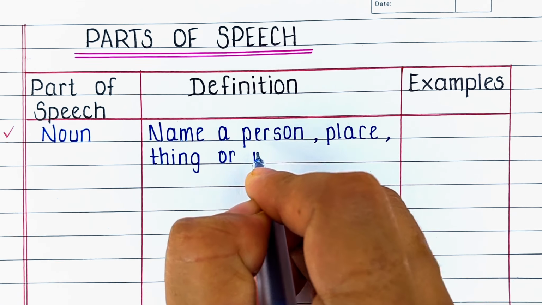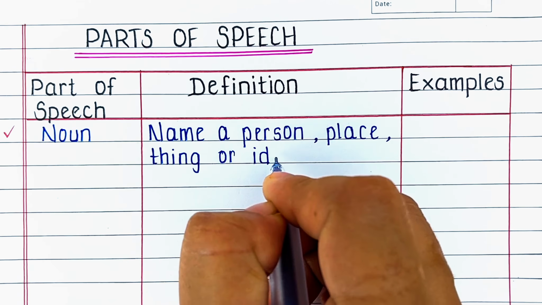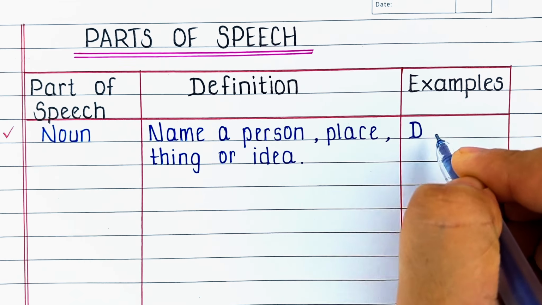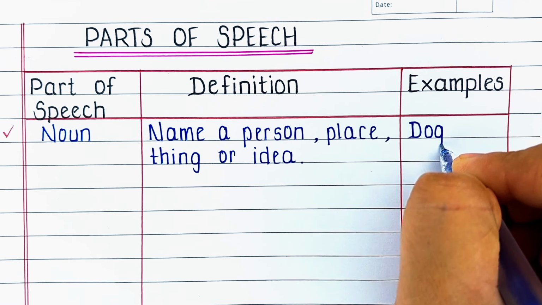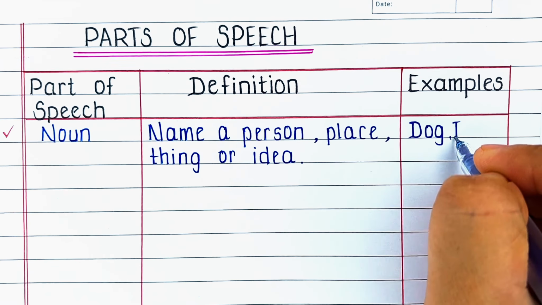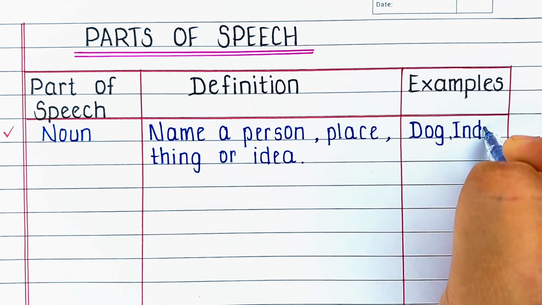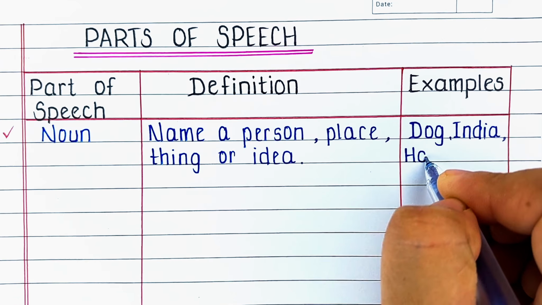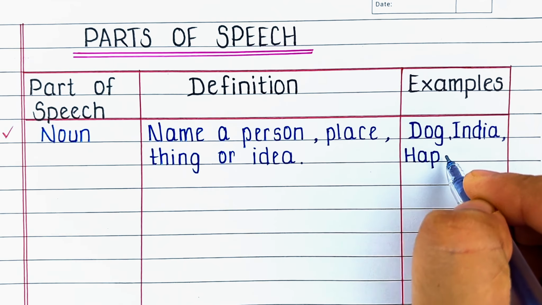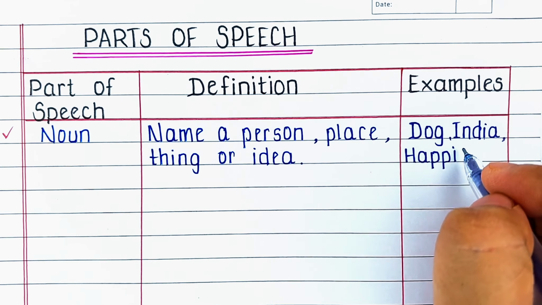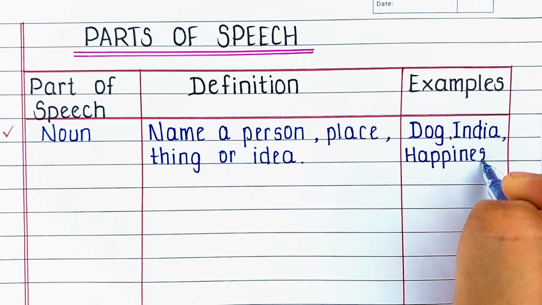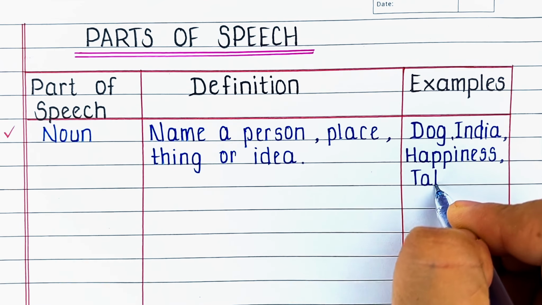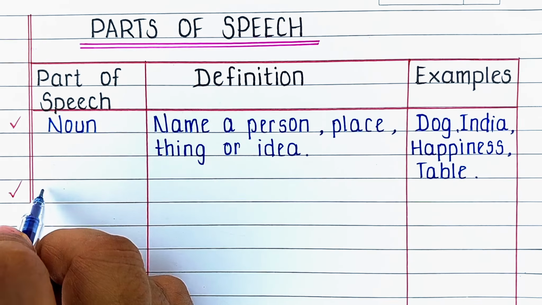On number 1, we have noun. Nouns are words that are used to name a person, place, thing, or idea. For example, animal like dog, place or country like India, idea or feeling like happiness, and thing like table are all examples of noun.